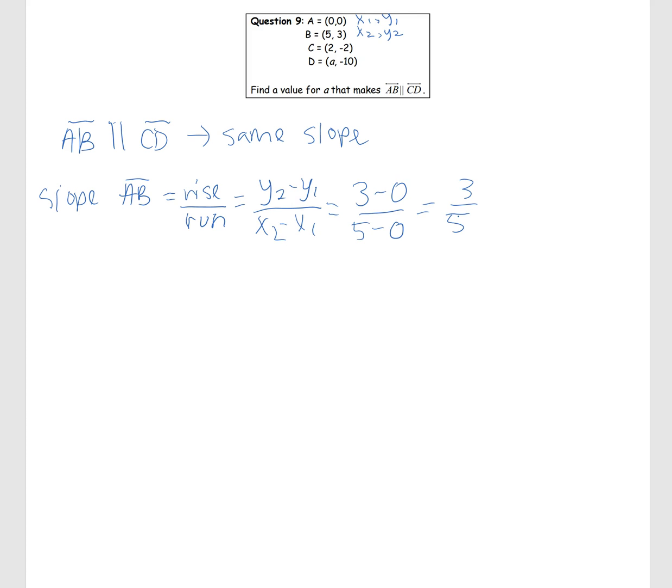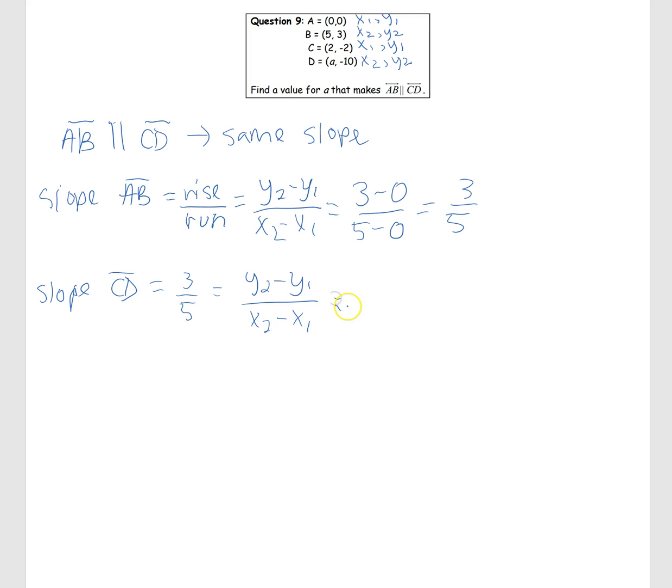And so if we look at the slope of line segment CD, we know this has to equal the same slope as AB, so this is going to equal 3 over 5 again. And we can write out our formula for our slope again as y2 minus y1 over x2 minus x1. And in this case, I'm saying that C is x1 and y1, and D is x2, y2.